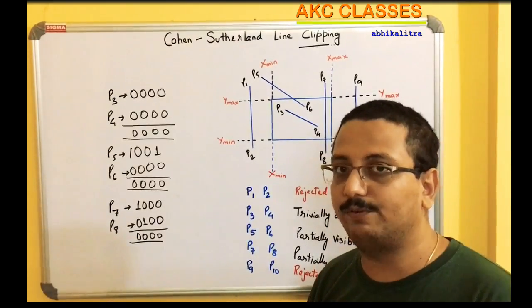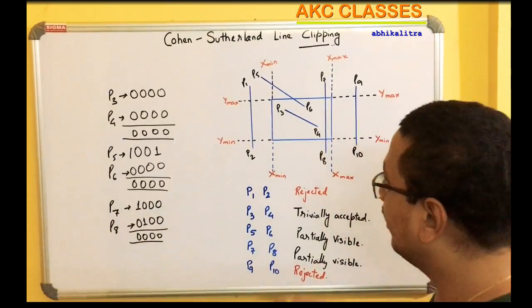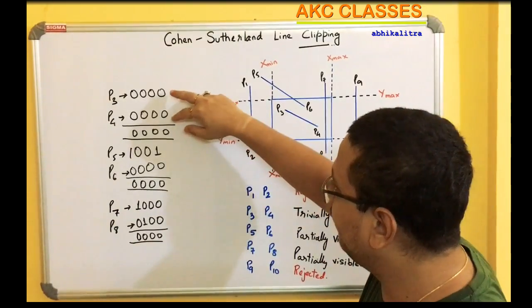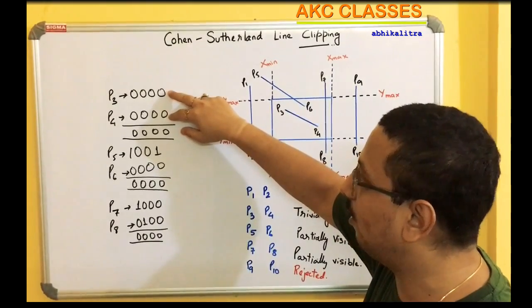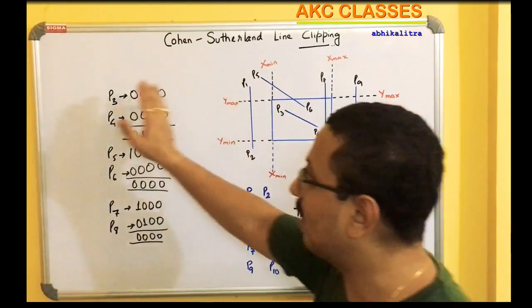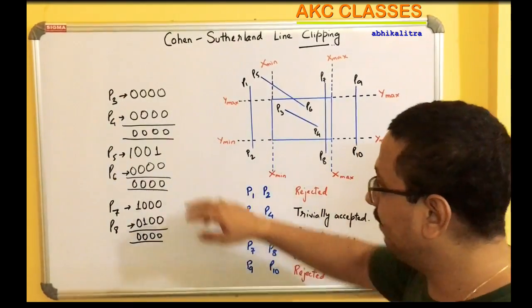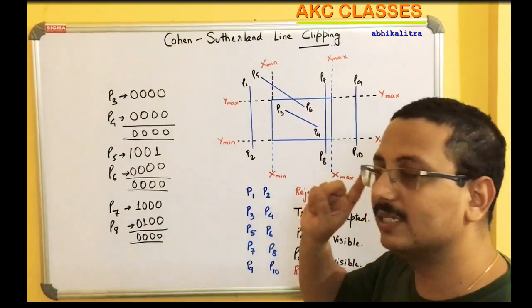Obviously it cannot be rejected, and also this line is trivially accepted. So if we go with P3, P4, then before we perform the logical AND operation, if we perform the logical OR also, then these two lines will give the output as zeros, because there are no ones in this particular case. But in P5, P6 and P7, P8, there has to be at least a single one.